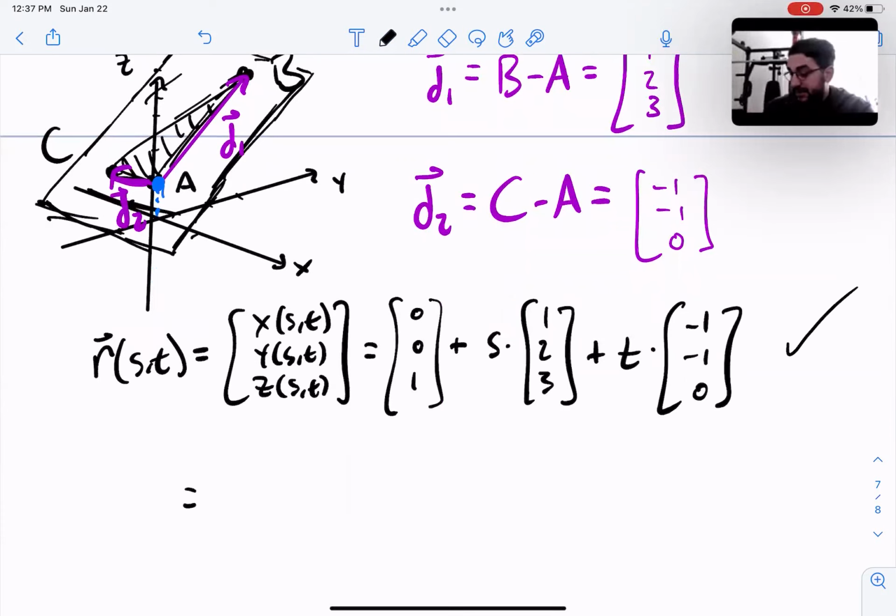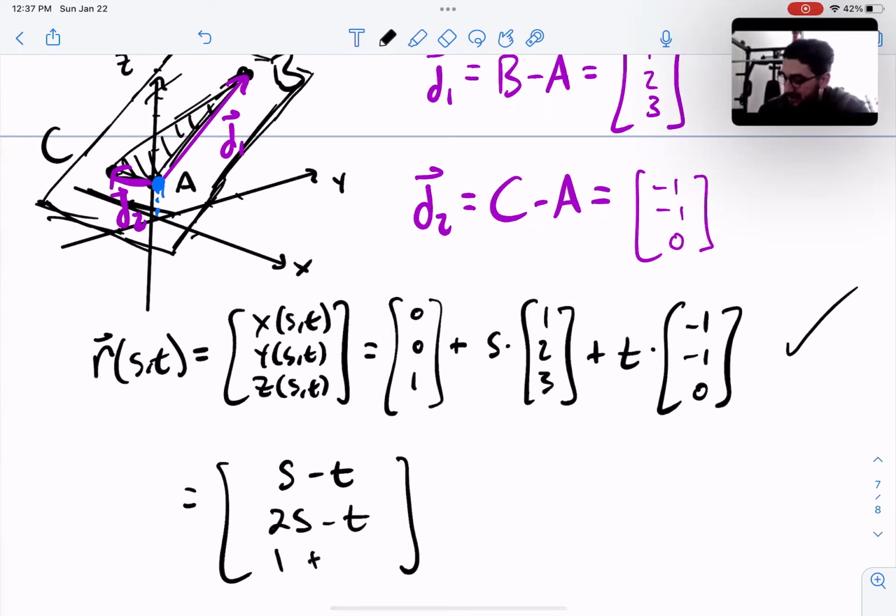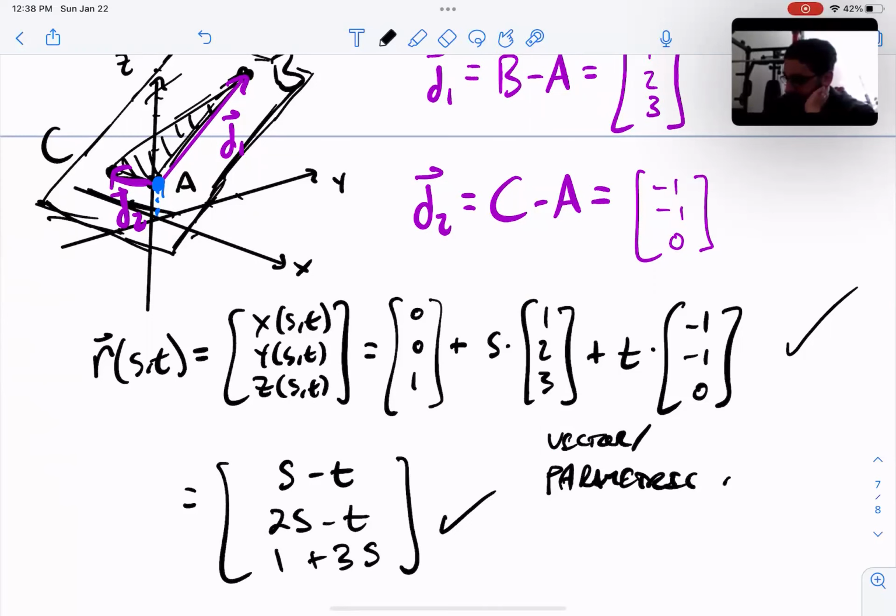Or if you want, you can combine those into single formulas. So you could say this is S minus T, 2S minus T, and 1 plus 3S. So that triple of formulas, if you plug in all possible combinations of S and T, will generate all the points in that plane. Great. So this is maybe an even nicer description. Okay, so there's our vector form, or the parametric form.